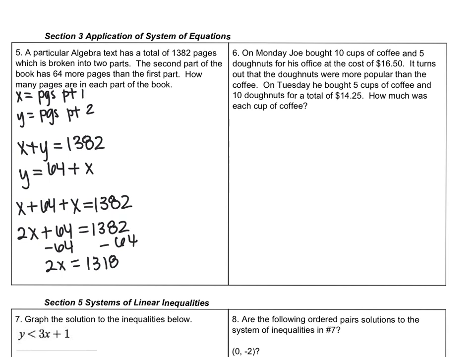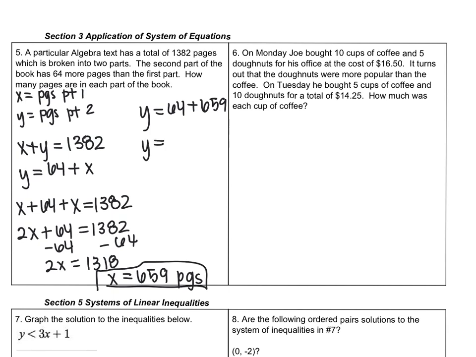Then we're going to divide by 2, and we get that part 1 has 659 pages. Okay, now to solve for y, we know that it has 64 more pages than part 1, so I'm going to use 64 plus 659. And we're going to get that part 2 has 723 pages. And I can double check that 659 plus 723 is 1382.